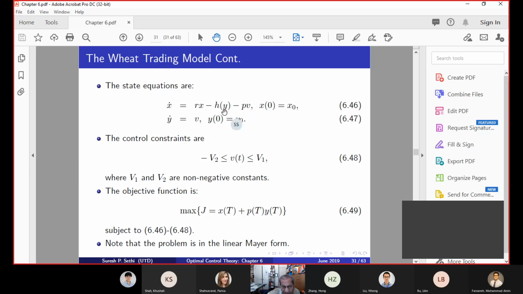As I buy wheat, my bushel balance goes up. If I sell, this is negative, so my bushel goes down, and the initial balance of bushel is Y0. I have control constraints. I cannot buy at a rate bigger than this, and I cannot sell at a rate bigger than this. So those are the constraints on control.